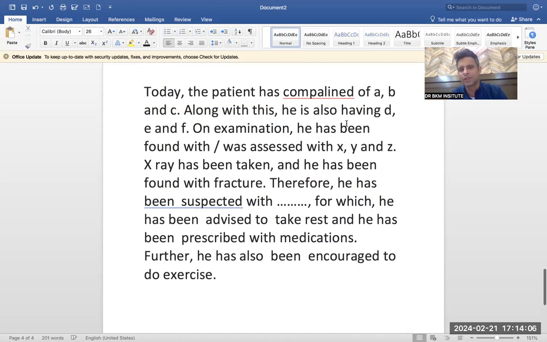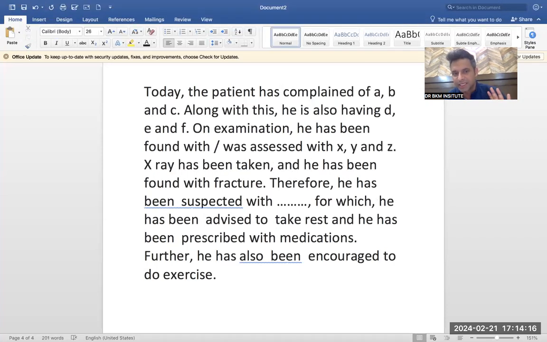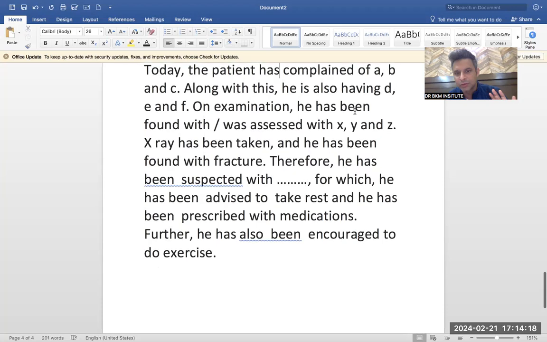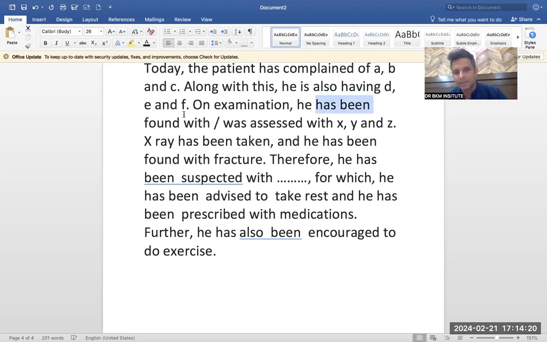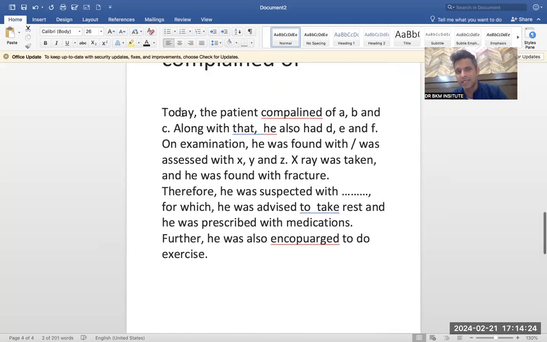Now this becomes the today visit. Today the patient has complained. It's an active voice. Then you do not put the been. Been makes it passive in the present. So you remove the been, it becomes active. Along with this, he is also now, has been plus third form is the passive. That is the only grammar of OET. So it's not about visit letters or anything.